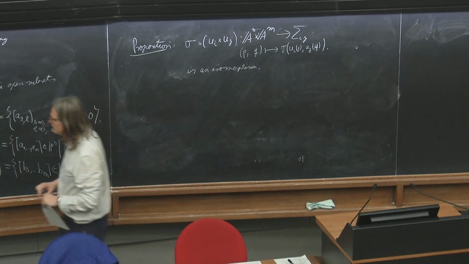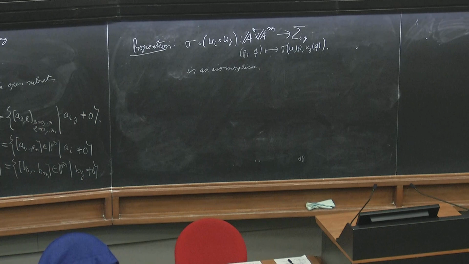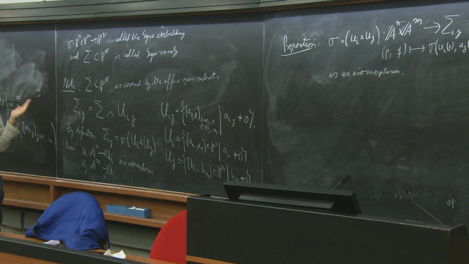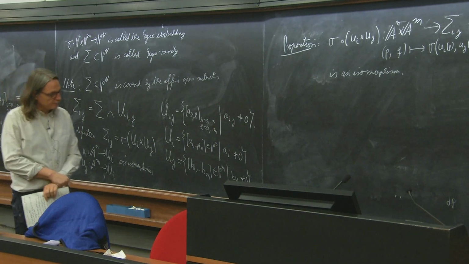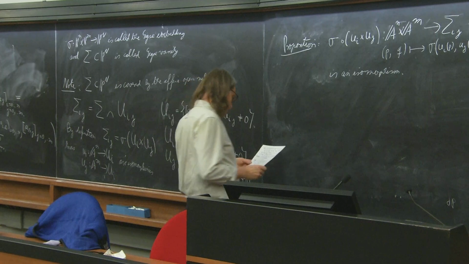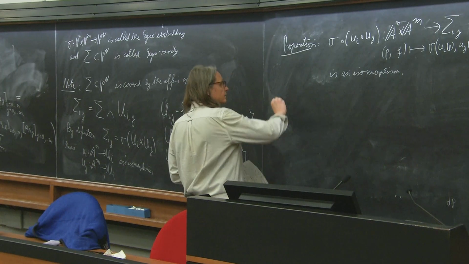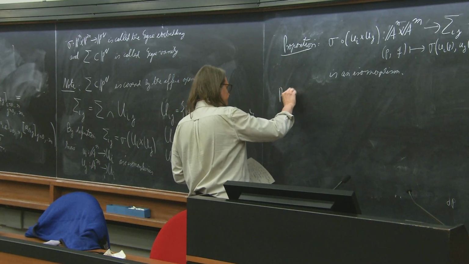That means we'll see that we have this open cover of sigma by open subsets which are isomorphic to A^n times A^m. So A^(n+m), as it should be, for P^n times P^m. So now we want to prove this.